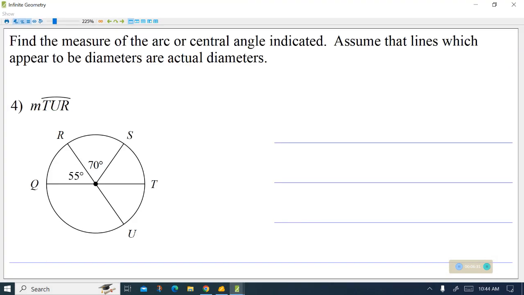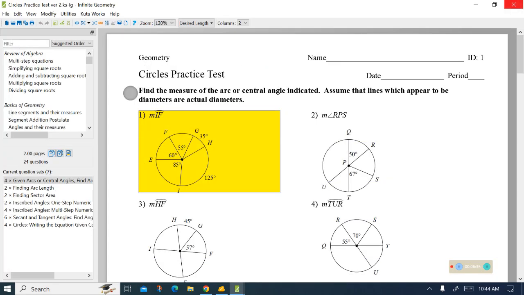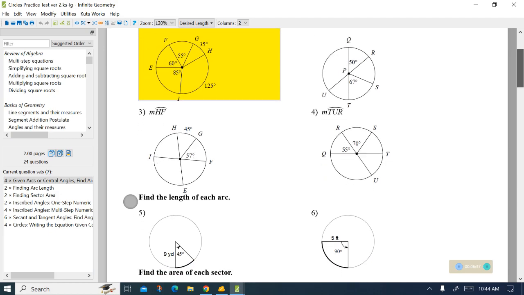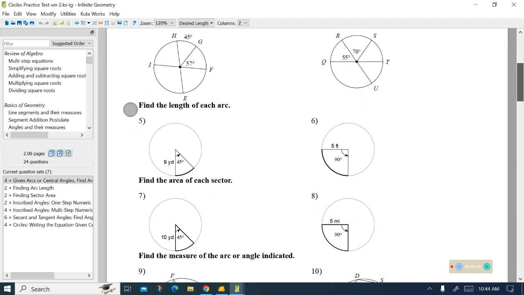If you need more work on that, I would recommend you go watch the video on arcs and angles. The definitions are really important, and you'll definitely be very confused if you're not sure how to measure them in the first place.